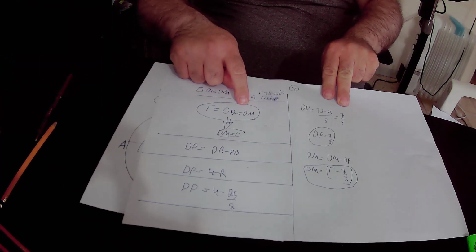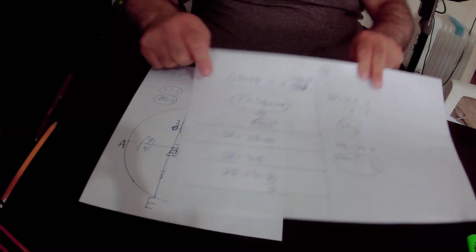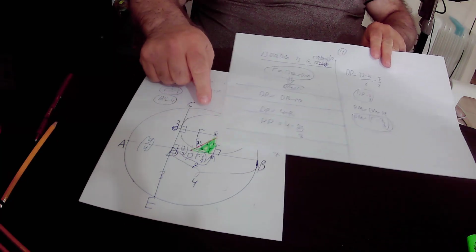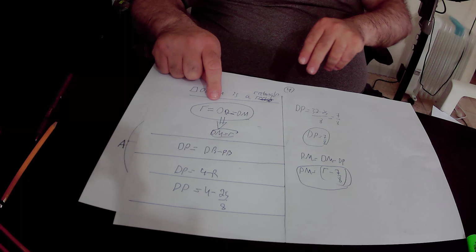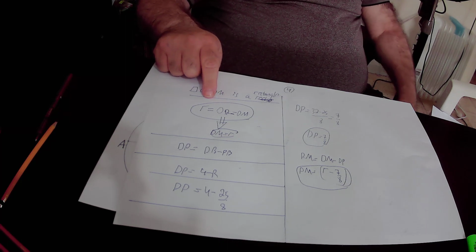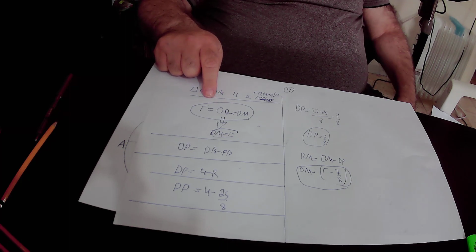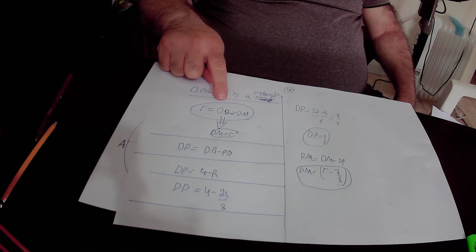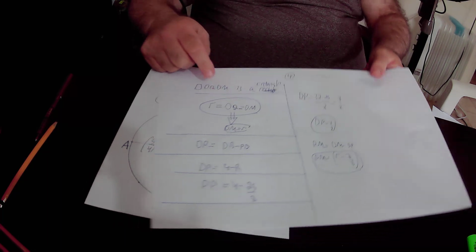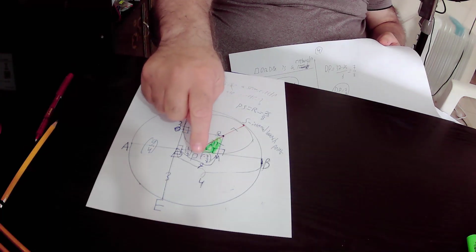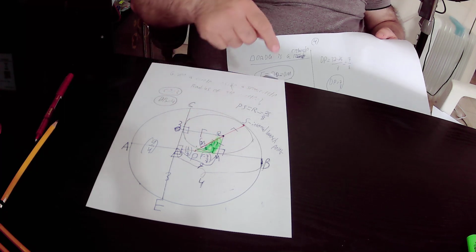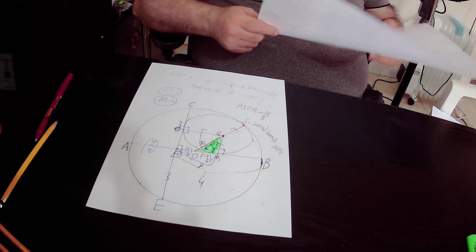OQ equals DM. But we have already found that OQ equals small r. So we can write here that OQ equals small r. And from this equation, we have r equals OQ equals DM. We derive that DM is also equal to r. Here DM is also equal to small r, that is the radius of the small circle.